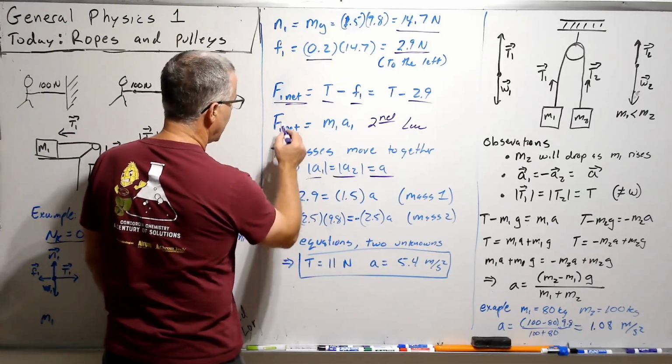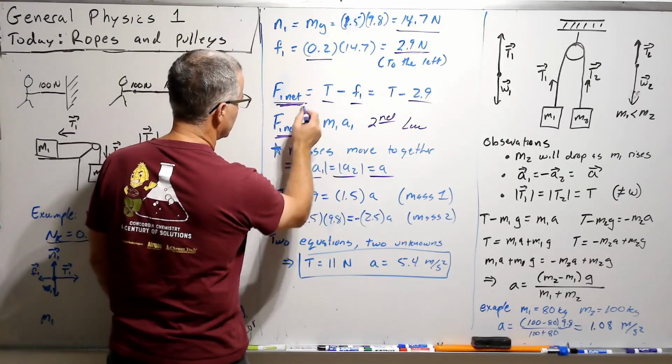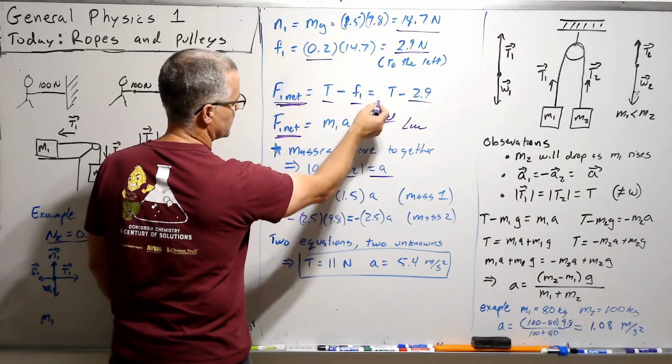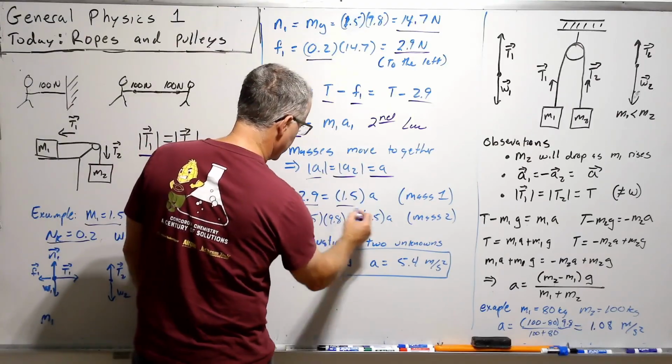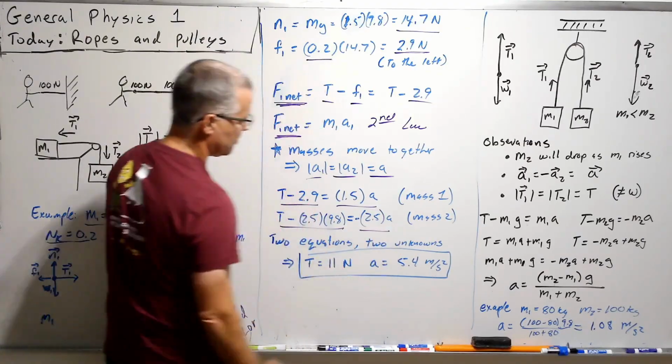Then for both cases, we can combine the second law expression with the free body diagram expression. So for mass 1, we get this, and for mass 2, we get this.